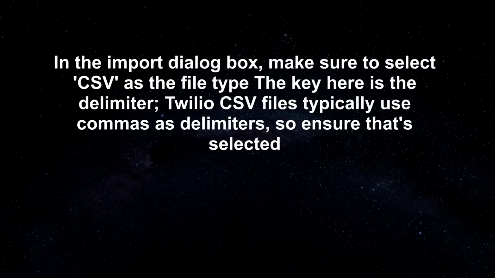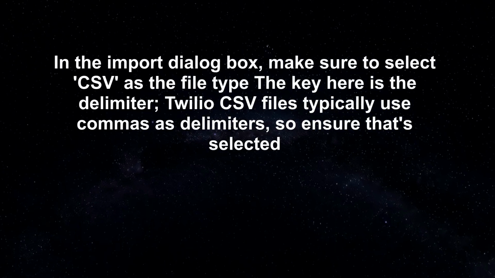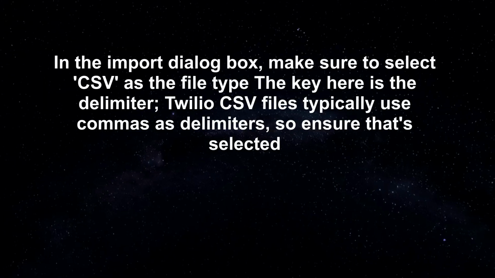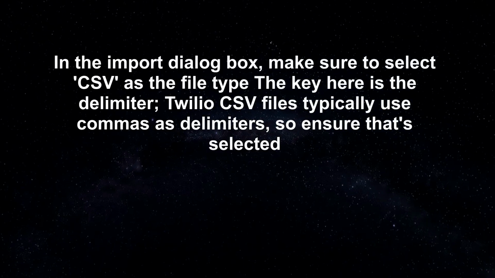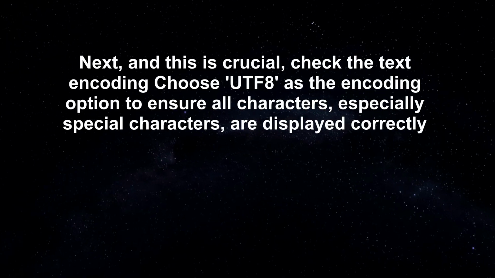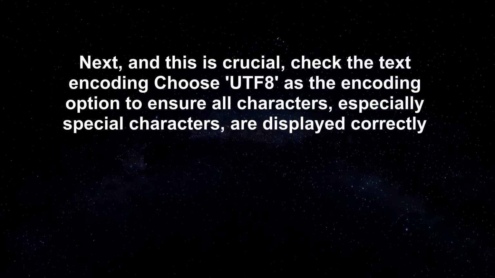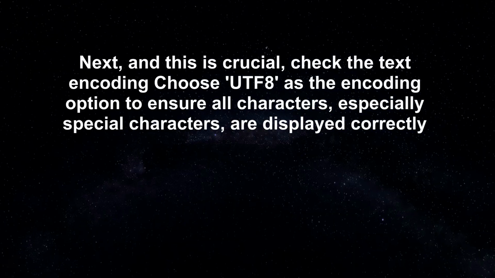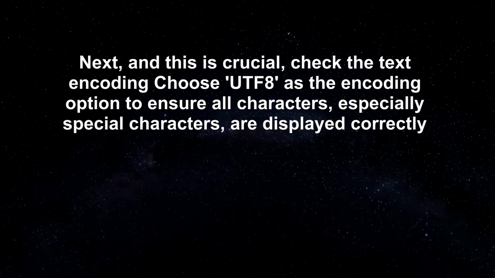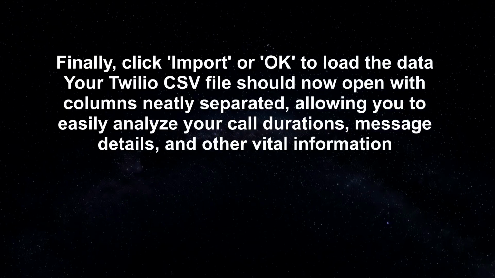In the Import dialog box, make sure to select CSV as the file type. The key here is the delimiter. Twilio CSV files typically use commas as delimiters, so ensure that's selected. Next, and this is crucial, check the text encoding. Choose UTF-8 as the encoding option to ensure all characters, especially special characters, are displayed correctly. Finally, click Import or OK to load the data.